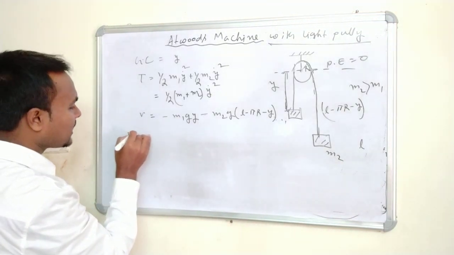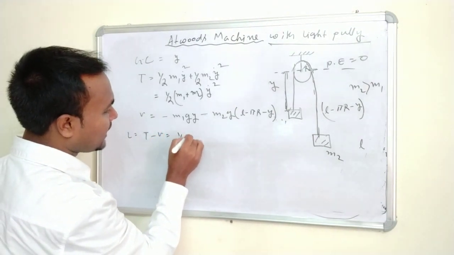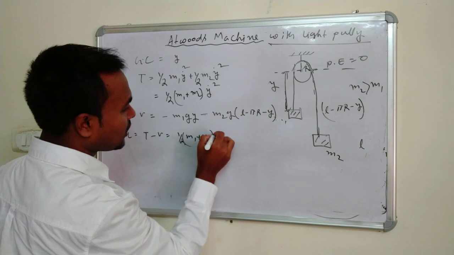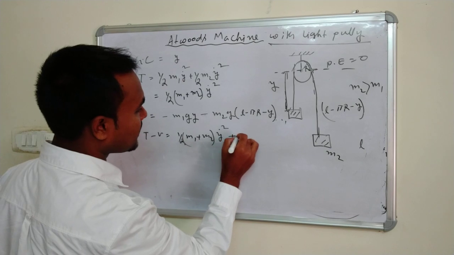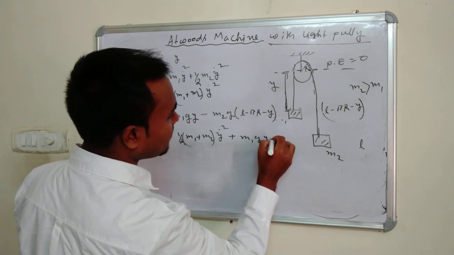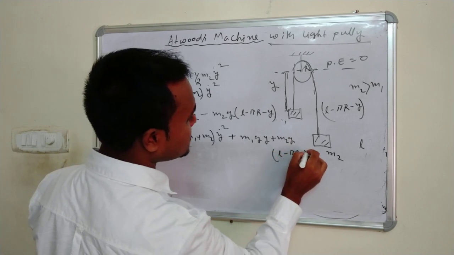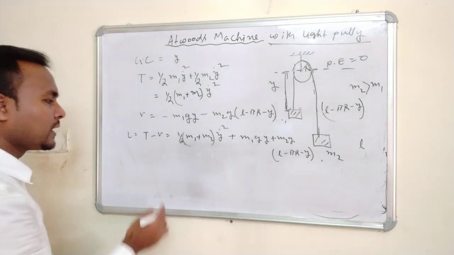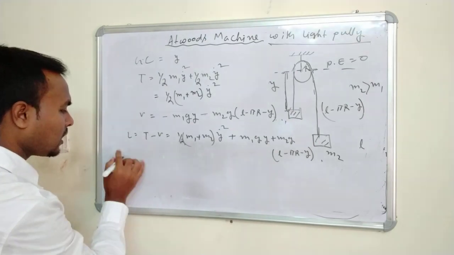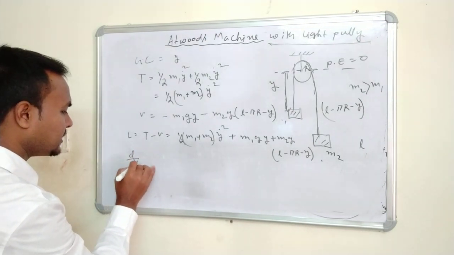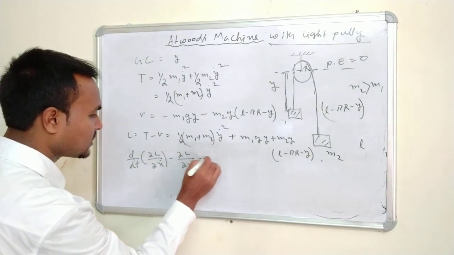So these are the potential energies. Now the Lagrangian L equals T minus V, which is half of m1 plus m2 times y dot square. The minus signs all become plus, plus m1 g y plus m2 g multiplied by L minus pi r minus y. Clear? Now we have to find the Lagrangian equation of motion: d by dt of del L by del y dot minus del L by del y is equal to 0.